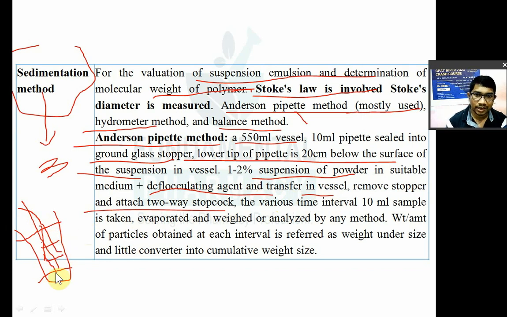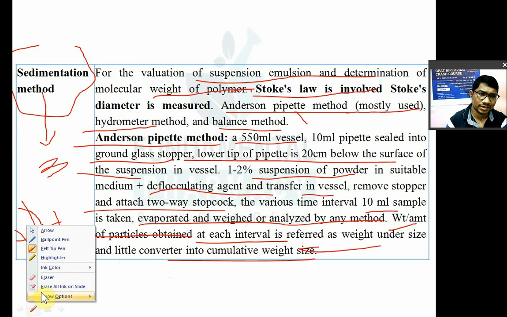Then at various intervals you have to take a 10 ml sample and you have to evaporate that sample, and then you have to take a weight of that sample and analyze that sample by different methods. Weight of powder or amount of powder is obtained at each interval, referred as a weight under size, and then later it is converted into cumulative weight size. That is a sedimentation method. तो याद रखना है, एंडरसन पिपेट के बारे में बहुत बार क्वेश्चन पूछा है.